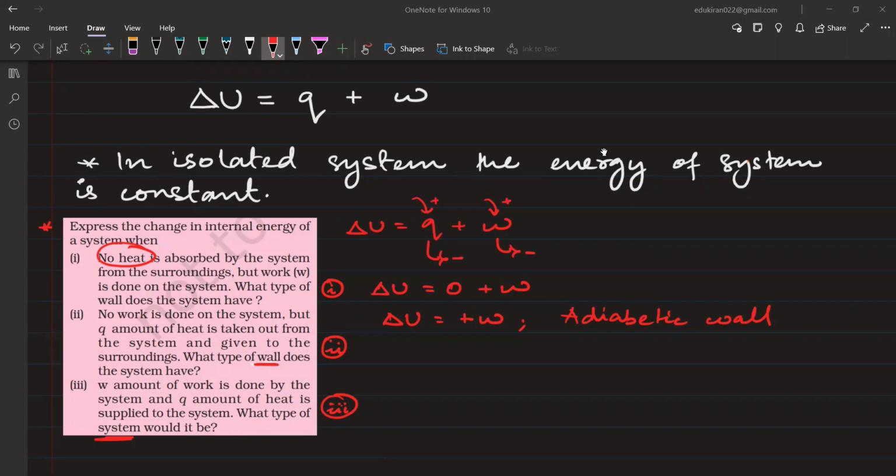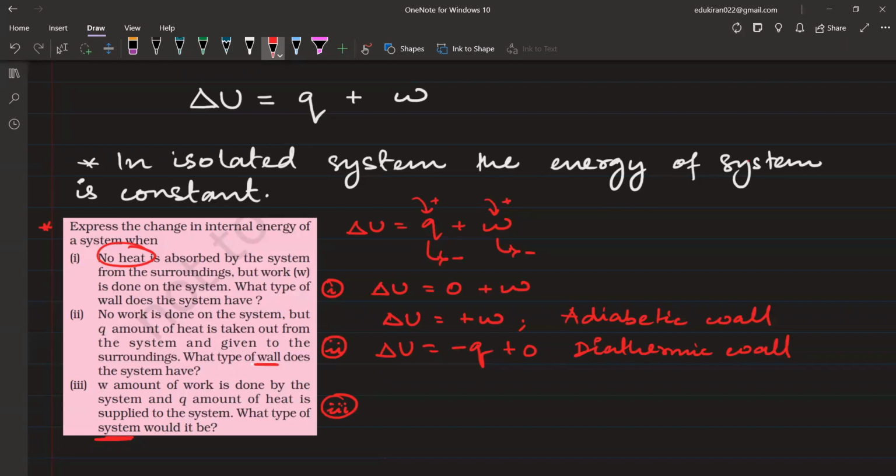ओके Iram, सी का आपने बताया है. चलिए, सेकंड में देखिए. सेकंड में delta U is equal to no work is done but Q amount of heat is taken out of the system. That means it will be minus Q plus 0, सिर्फ minus Q हो जाएगा. And if there is a change of heat, that means there is a diathermic wall.